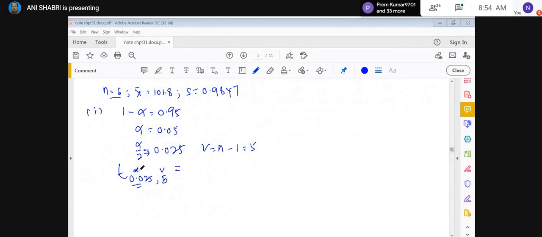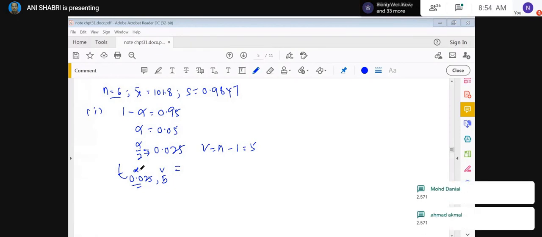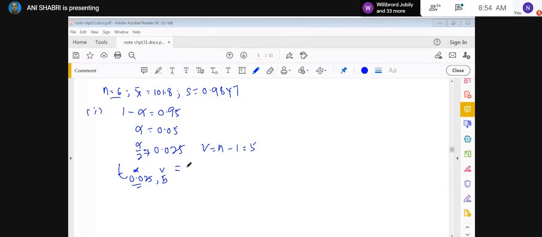The new table, T distribution. The last table I already gave was for the half, but here look at alpha first. Alpha is 0.025. After that, look at V equal to 5. What is the value? Okay, 2.571. We can get T is 2.571.